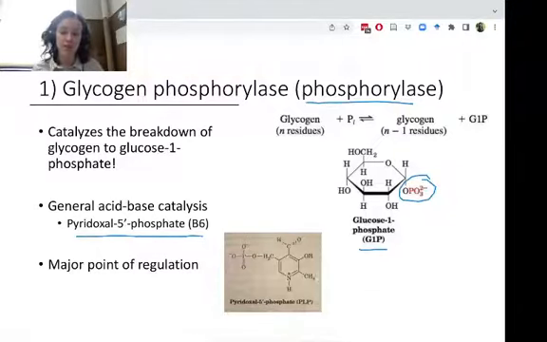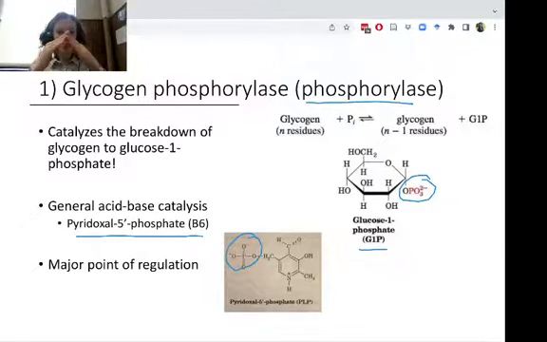So pyridoxal phosphate, I have the structure on the slide. This phosphate group at the end is actually what's helping us do the catalysis. It helps us do some general acid-base catalysis, so donating protons and taking protons. This enzyme is a major point of regulation for glycogen breakdown. So we're chopping off bits of glucose from glycogen. But this enzyme eventually runs into a problem.